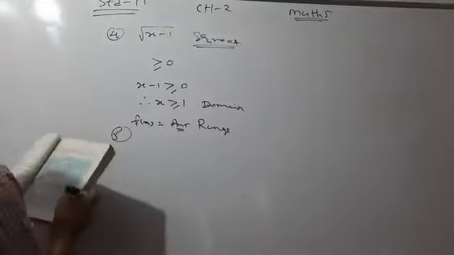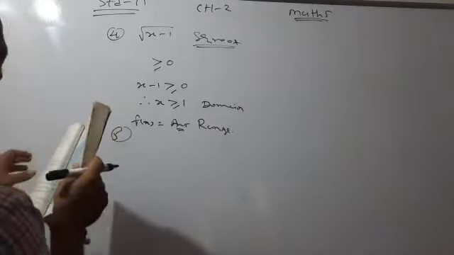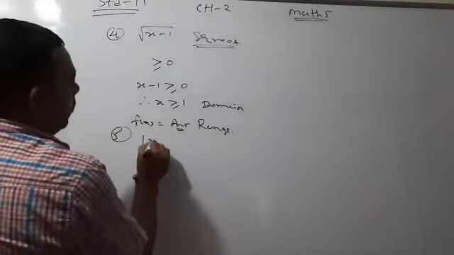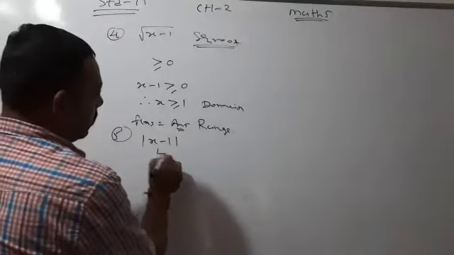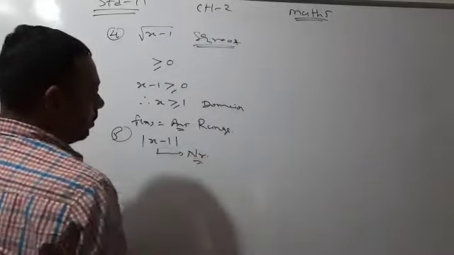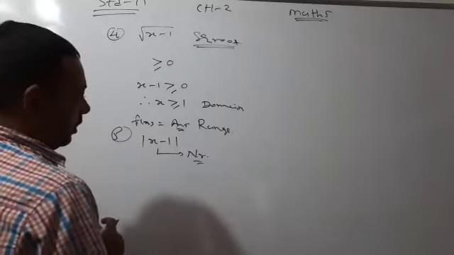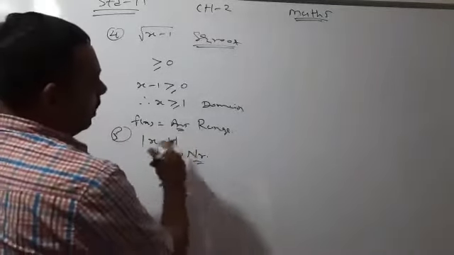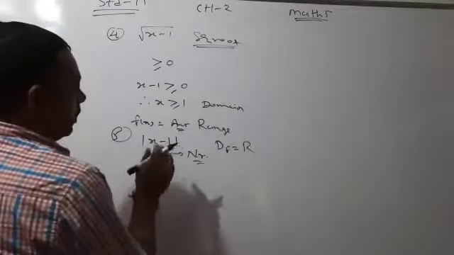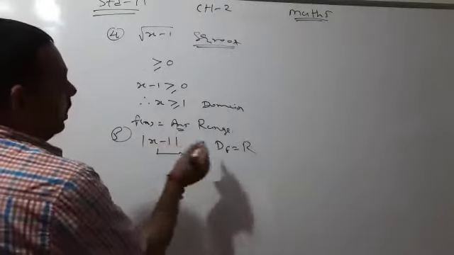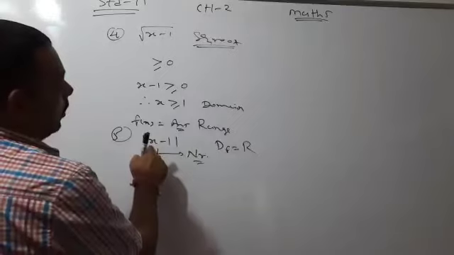Same way, fifth question. Find the domain and range of the real function defined by f(x) is equal to modulus of x minus 1. Now we know that this is only a numerator part, so it is defined everywhere. This modulus function is defined everywhere, so the domain of this function is nothing but the real number set. But the range means the answer set. If I put 1, then my answer is 0.